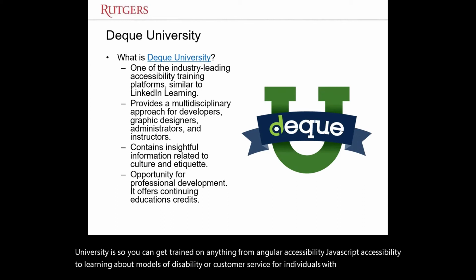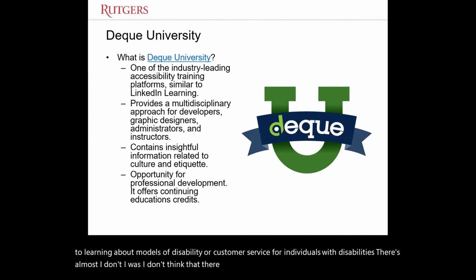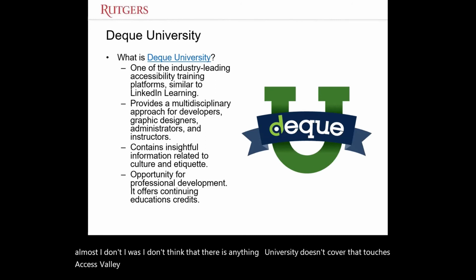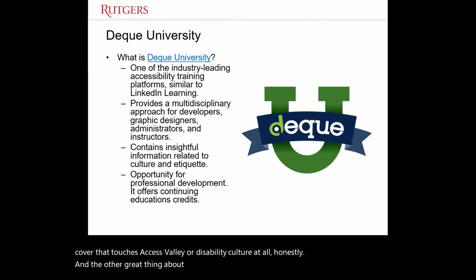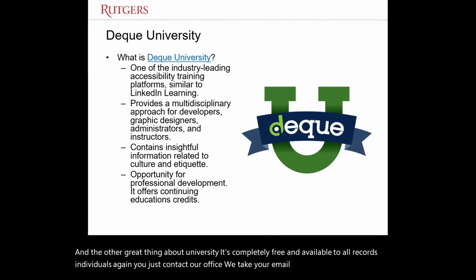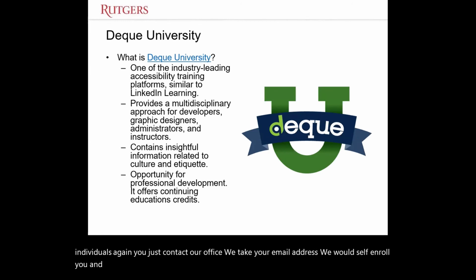I don't think that there's anything that Deque University doesn't cover that touches accessibility or disability culture at all, honestly. And the other great thing about University, it's completely free and available to all Rutgers individuals. Again, you would just contact our office. We would take your email address, we would self-enroll you, and you would get an email from Deque University prompting you to set up an account.